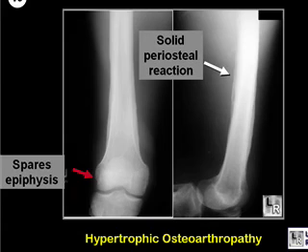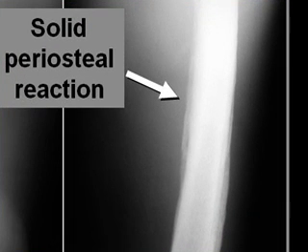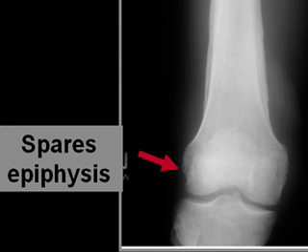There is thick, solid periosteal reaction. You'll notice that the periosteal reaction occurs in the metaphysis and the diaphysis, but spares the epiphysis.